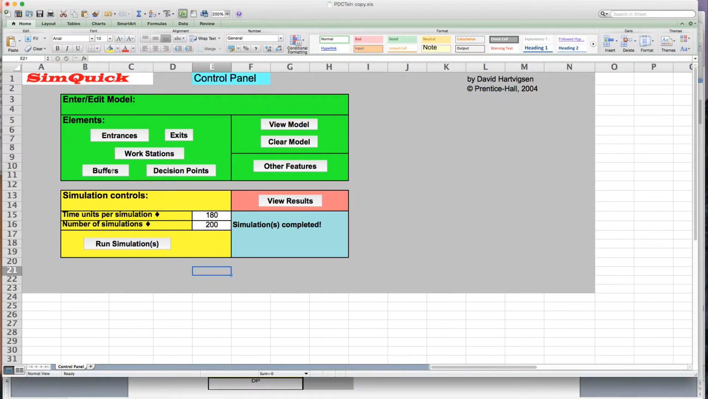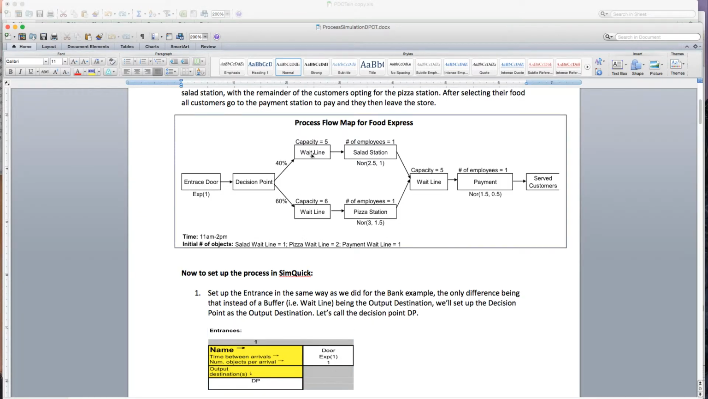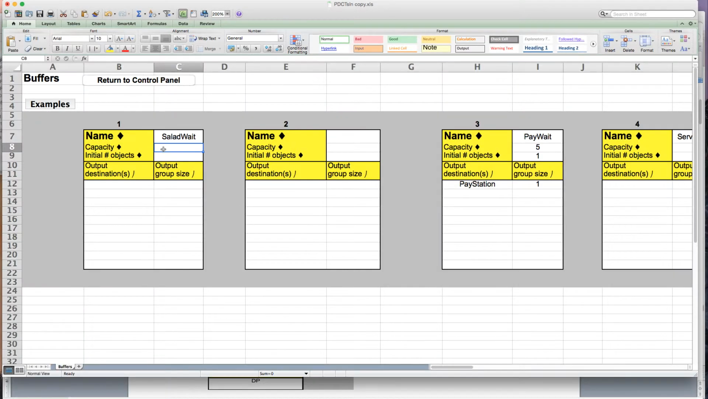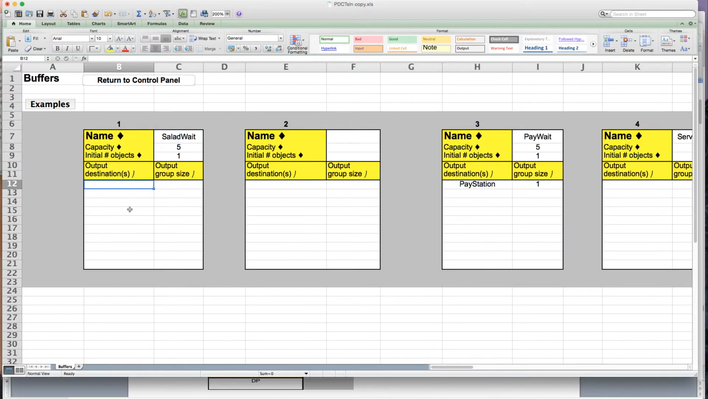So go to my buffers for my wait line. You've got solid wait first. Now remember, whatever you called it at your DP, you have to call it exactly the same thing here or it won't recognize what you're doing. My capacity is 5 and I have 1 in line when the sim starts. When they leave the solid wait line, they go straight to the solid station. So let's do this. We've got solid station, and they leave the solid line 1 at a time.